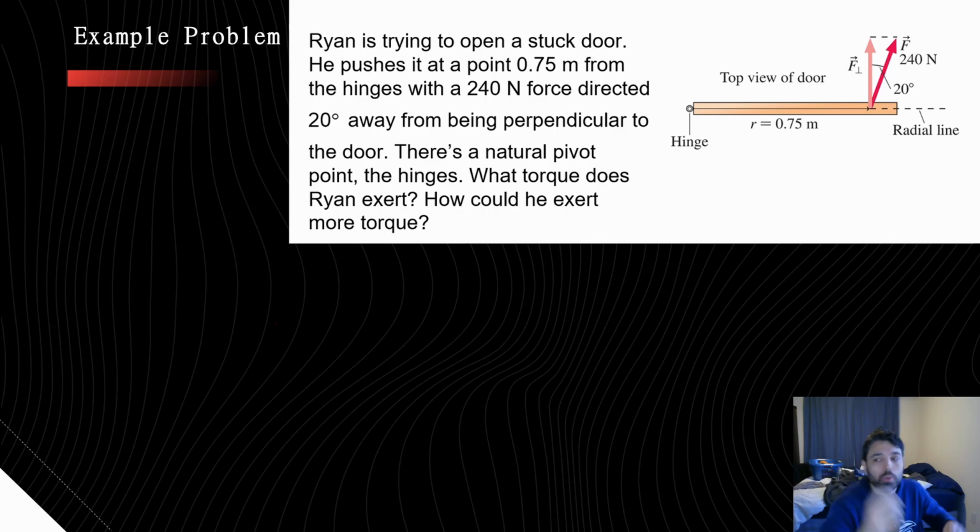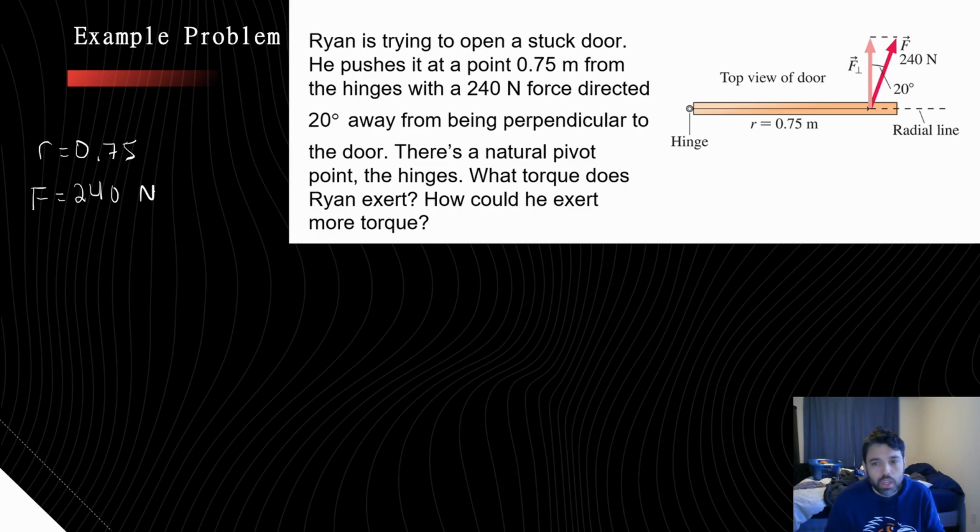Okay. So we'll use that picture there. I might draw it again so I can write on it. Here we go. So what do we know? We know R is 0.75 meters. We are pushing at a spot 0.75 meters away from the hinges. The hinges are the pivot point for the axis of rotation, and the spot where we're applying the force is 0.75 meters from that, so that's our R. The force, F, is 240 newtons. That's how hard Ryan is going to push on the door.